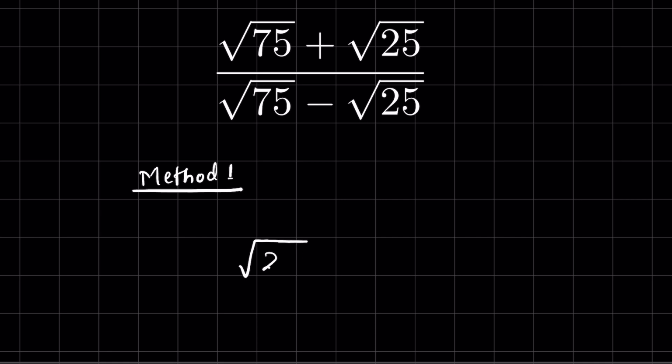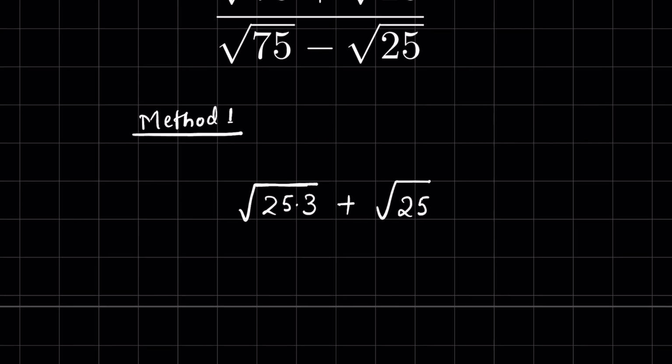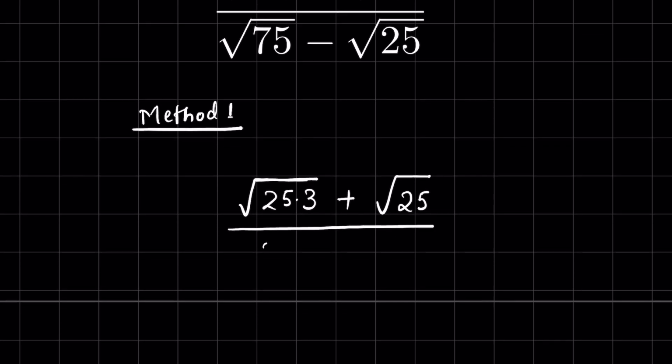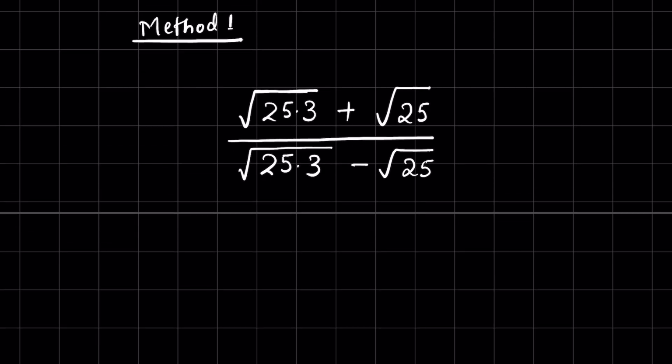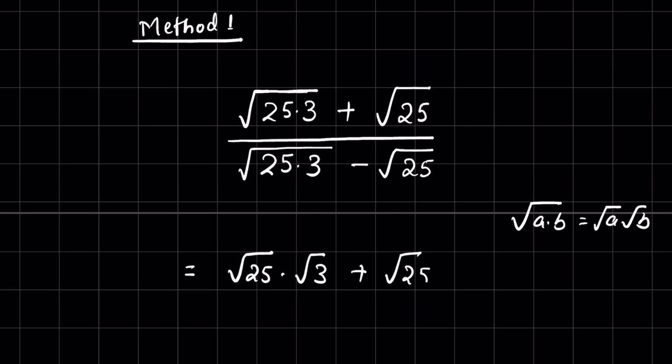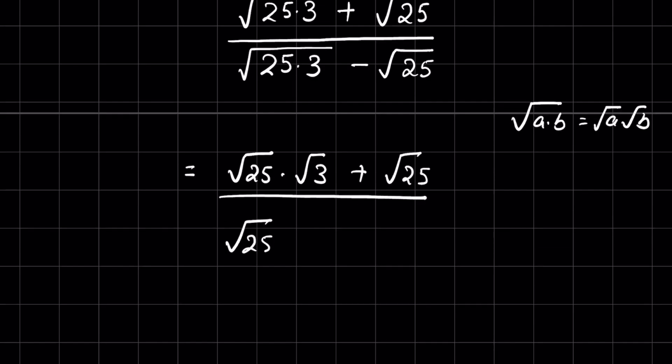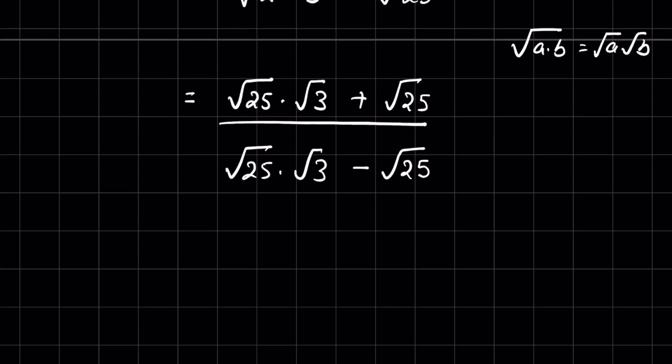We can write square root of 75 as square root of 25 times 3, plus square root of 25, upon, again square root of 75 as square root of 25 times 3, minus square root of 25. When square root of a times b, we can write it as square root of a times square root of b. So this we can write as square root of 25 times square root of 3 plus square root of 25, upon square root of 25 times square root of 3 minus square root of 25.